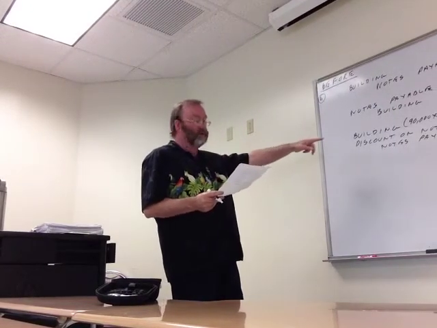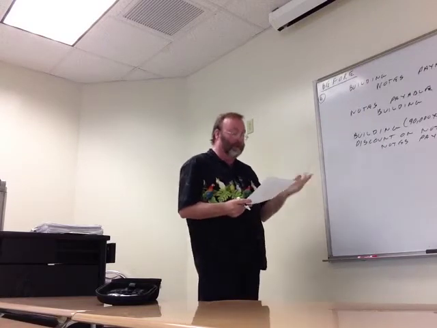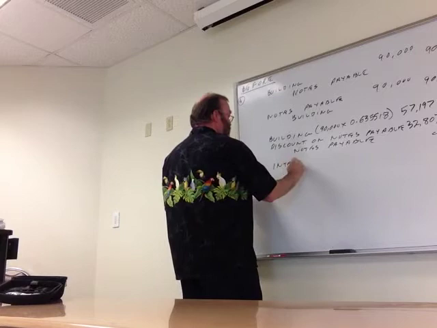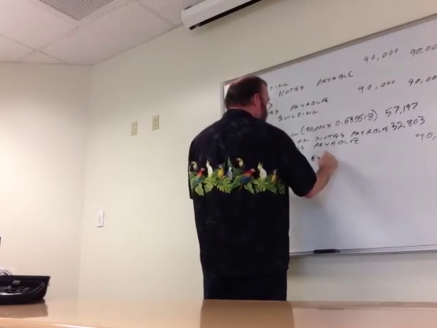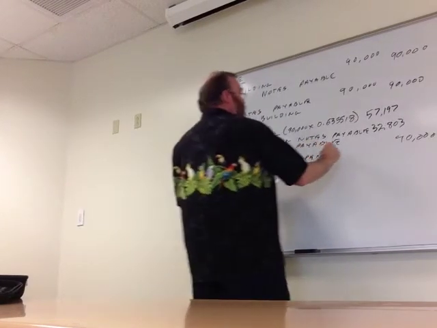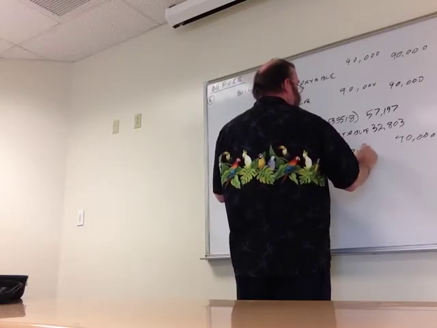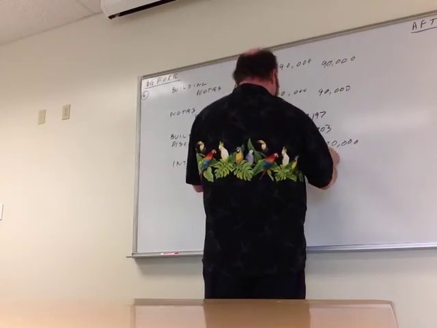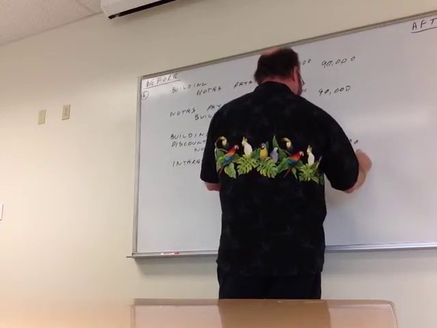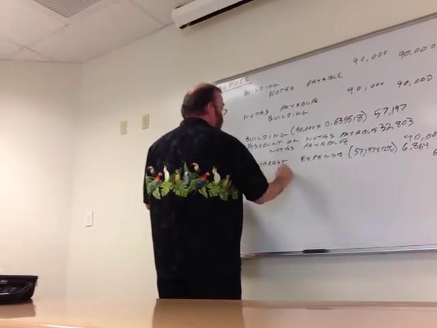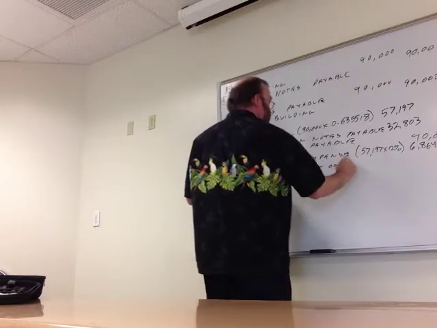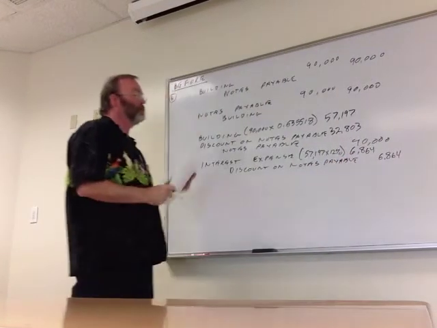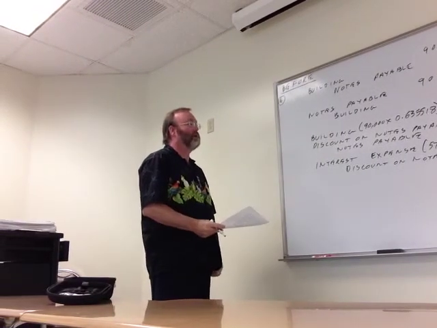Then what you would have to do is, well, you'd have to now accrue the interest, which is the 57,197 times 12%, or 6,864, and that credit is discount on notes payable, reducing the note payable by the effective interest method.